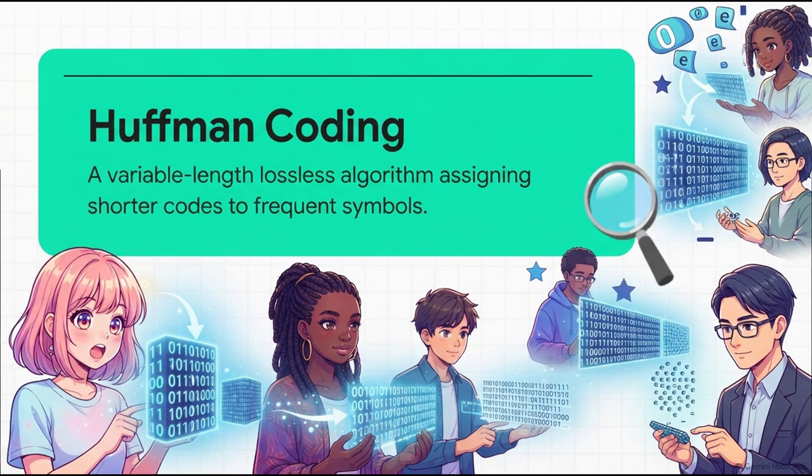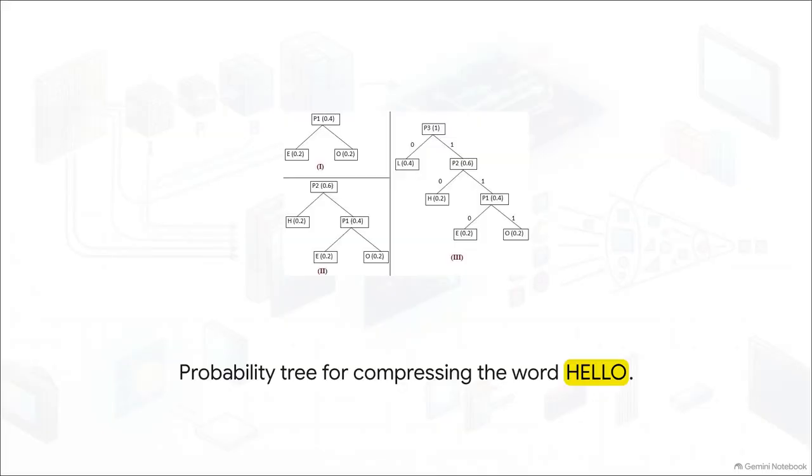Think of it kind of like giving your most used contacts a 1-digit speed dial. And this brilliantly illustrates how it works. Let's take the word hello. In standard fixed-length coding, every single letter takes up the exact same amount of space. But think about how a probability tree handles it. The algorithm analyzes the word, spots that the letter L appears twice, while H, E, and O only show up once.